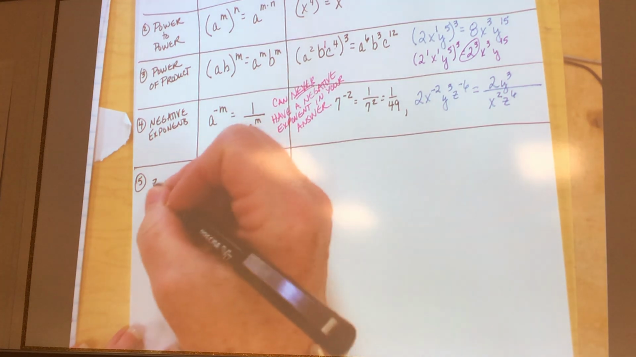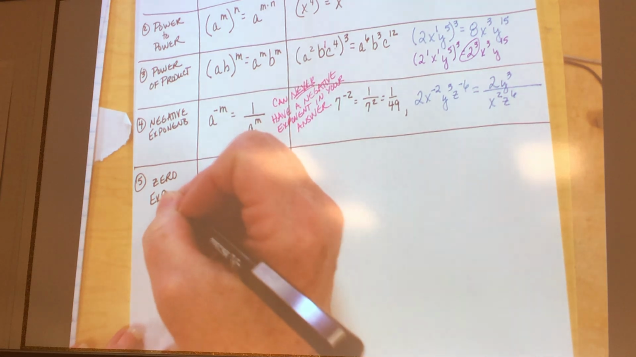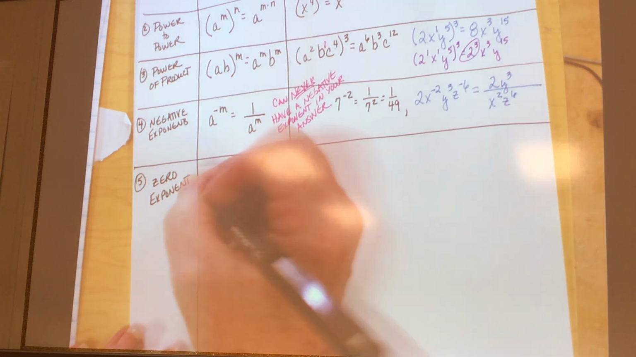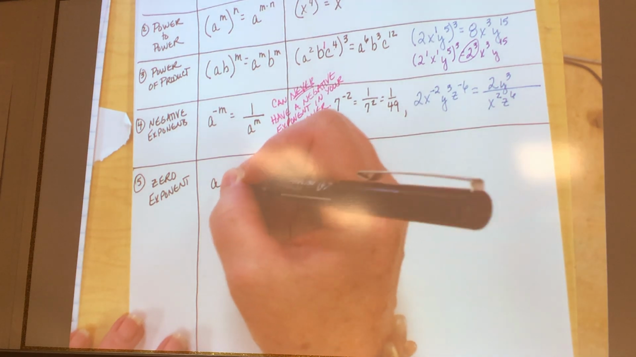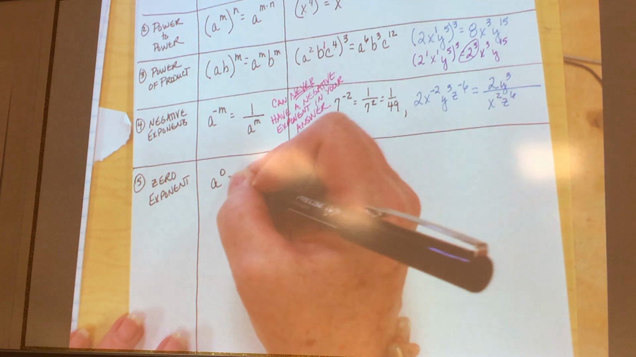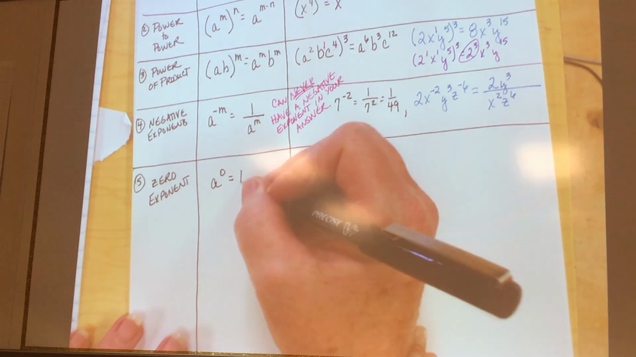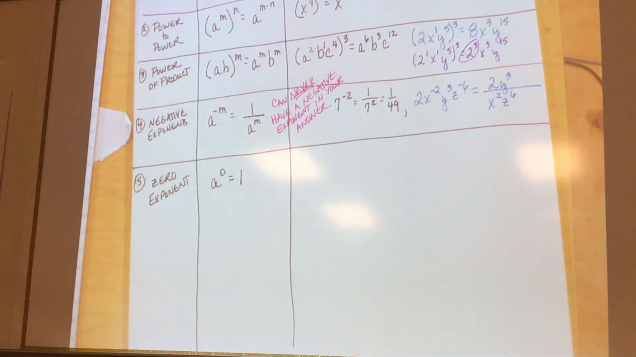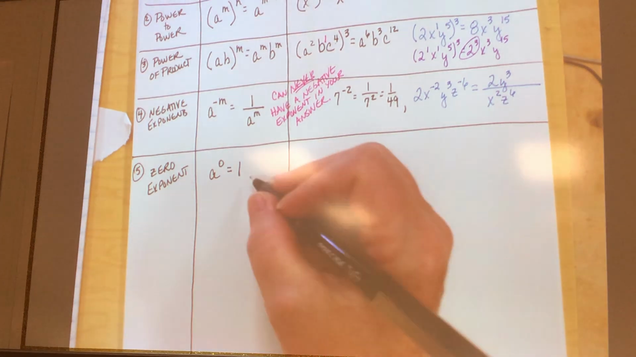So number 5 is a 0 exponent. You're gonna love this guy, okay? Anything to the 0 power is what? As long as it equals 1. Yes, it's 1. Anything to the 0 power. I'm gonna tell you why, but I'm gonna wait till after the next rule, okay?